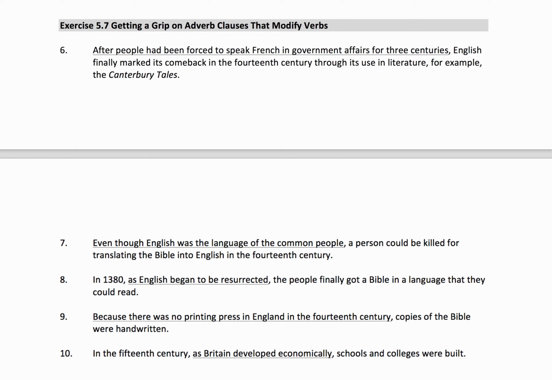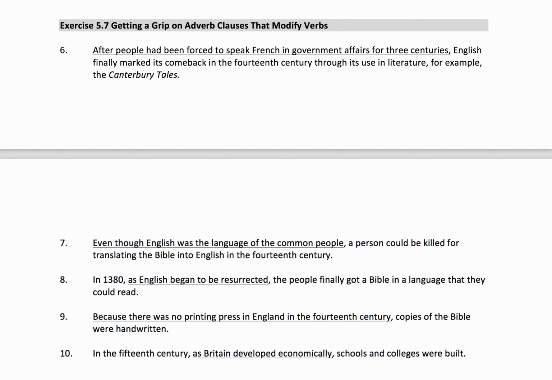An important point to keep in mind here is that these adverb clauses are dependent clauses. And when dependent clauses begin the sentence, they must be followed by a comma. So that's an important punctuation tip to keep in mind, that when you begin a sentence with a dependent clause, it must be followed by a comma.